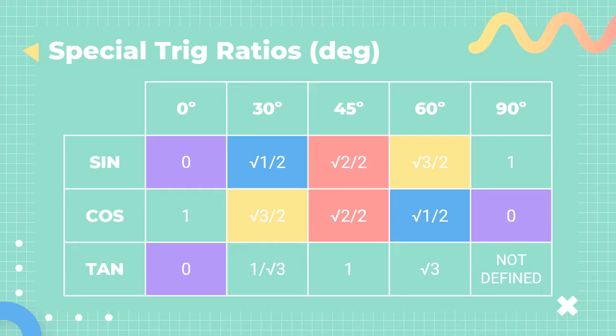Tan 0 is 0, tan 30 is 1 over root 3, tan 45 is 1, and tan 60 is root 3. However, tan 90 is not defined because you get 0 in the denominator. Now this is the same chart but in radians. So this is just to give you a visual understanding, and for you to easily convert between the degrees and the radians. But it's the exact same chart. So 30 degrees is pi over 6, 45 degrees is pi over 4, 60 degrees is pi over 3, and then 90 degrees is pi over 2.